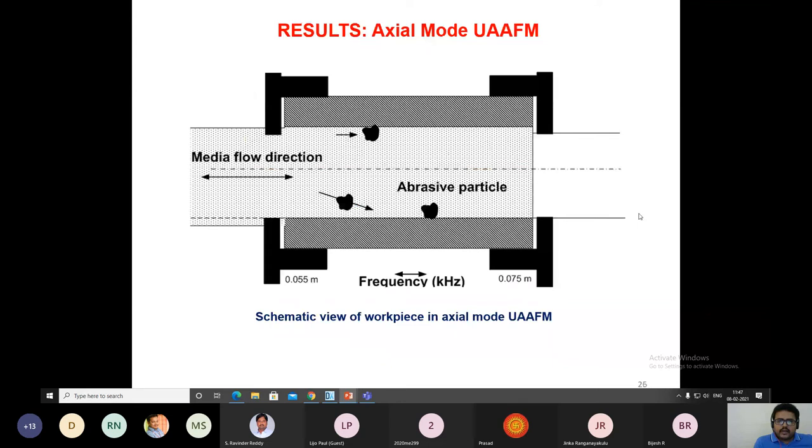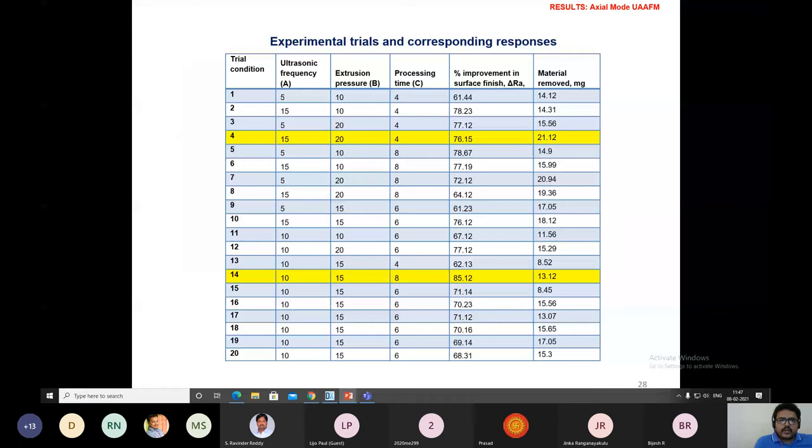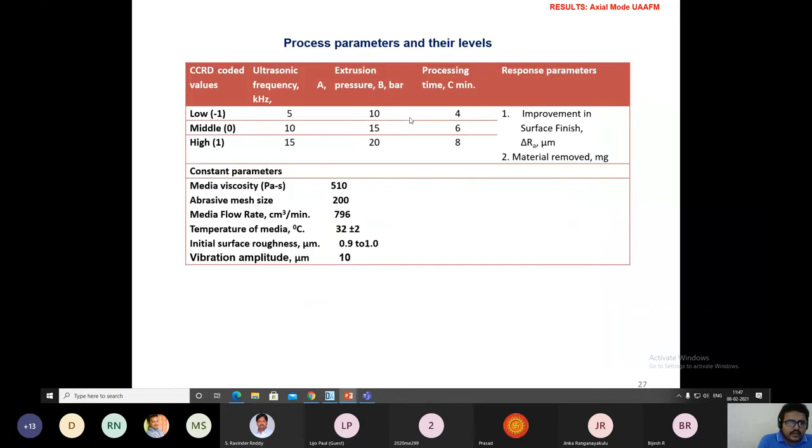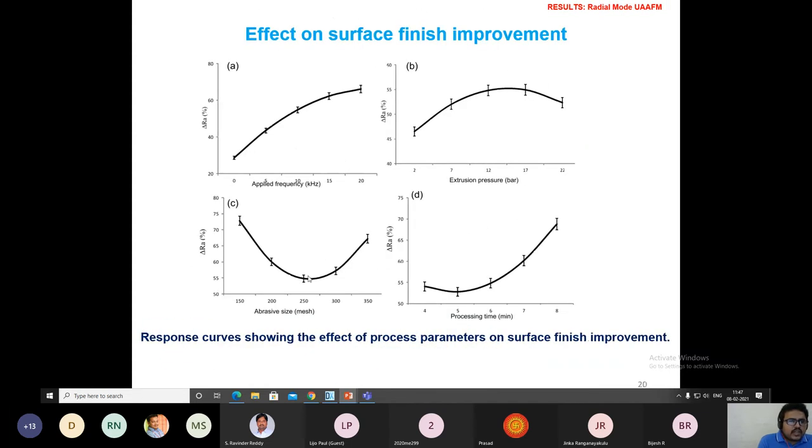In a similar manner, I have conducted a study on the second set. Here you can see ultrasonic frequency, extrusion pressure, processing time. Only three parameters are varied. What I want to tell is that the abrasive mesh size is neglected in the second set, because the abrasive size in the first set was not showing a proper curvature and not showing a correct result.